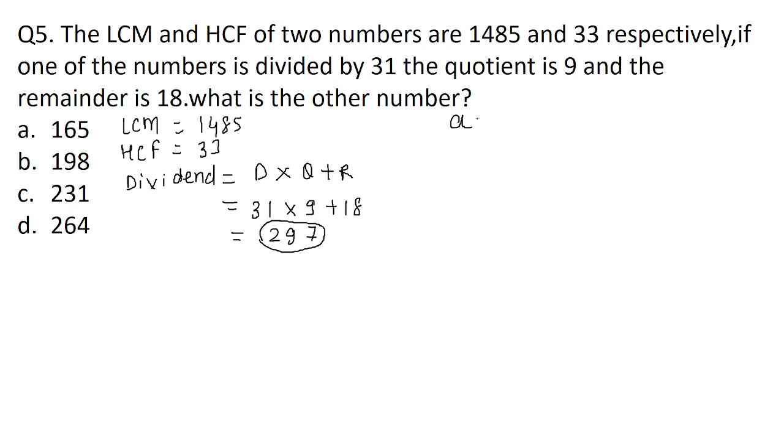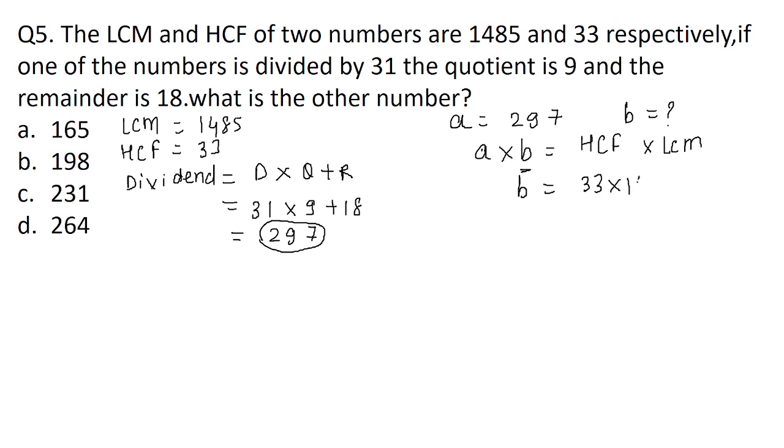If A is that one number whose value is 297, we have to find the value of B, guys. Okay, and what is asked? A into B is equal to, always remember, HCF into LCM. So here we have to find the value of B, correct? So B will be equal to 33 into 1485 divided by the value of A, which is 297. After solving this, I'll get the value of B is equal to 165. Option number A is the correct answer for the given question.